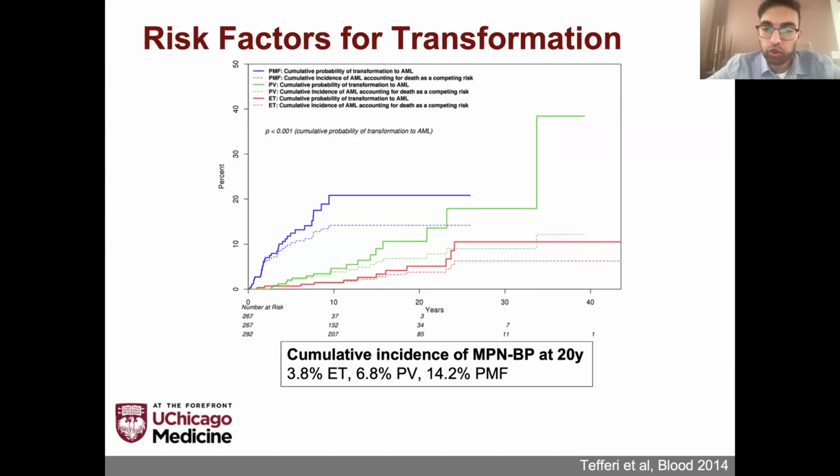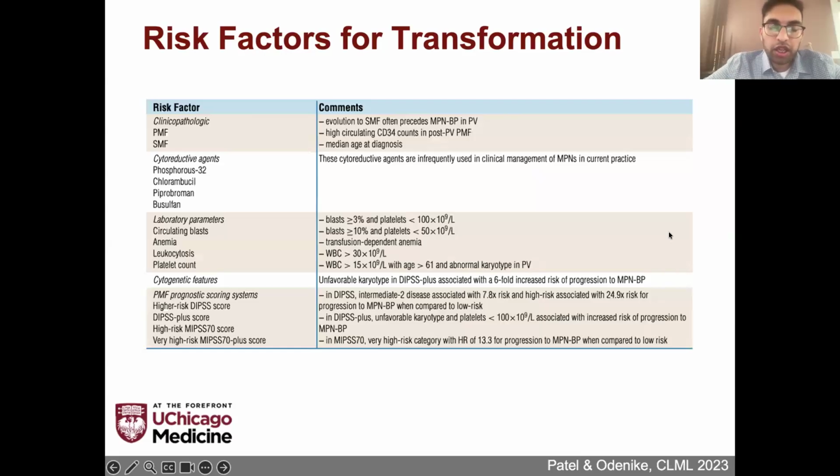So most patients will not have progression to accelerated or blast phase, but the risk is higher in those with primary myelofibrosis. The features that we otherwise identify besides myelofibrosis are ones like prior treatment with cytoreductive agents other than hydroxyurea. These are drugs we don't really use a whole lot anymore, phosphorus, chlorambucil, busulfan.